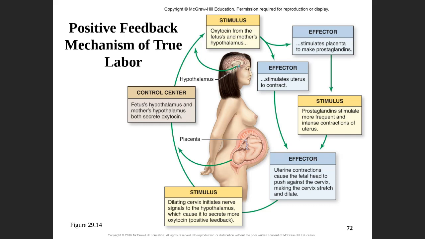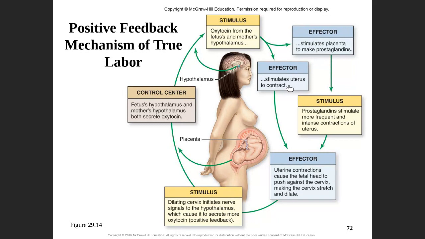This diagram here shows us our positive feedback mechanism. It's a lot to take in. It's a big, big cycle here. But basically, I'm going to start over here on this side. Here you can see both control centers for mommy and for baby. Both of their hypothalami are producing oxytocin. And that oxytocin is now going to stimulate the placenta to make prostaglandins. Those prostaglandins will help with more uterine contractions, as will the oxytocin, but they'll also help to soften and dilate the cervix.